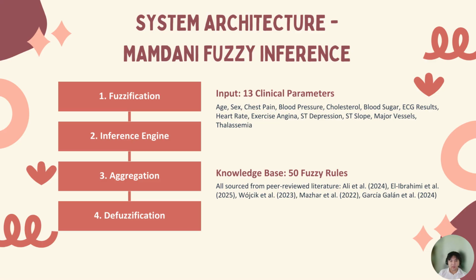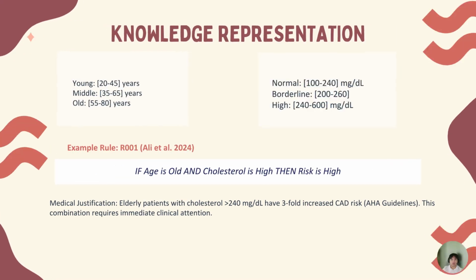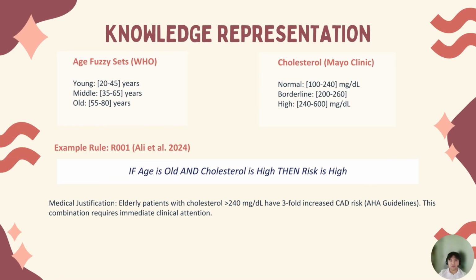The key advantage here is that every stage is transparent, and the doctor can trace exactly how the system arrived at these conclusions. For the knowledge representation for age, we define 3 sets based on the WHO 2020 guidance: young, middle, and old. Young is about 20 to 45, the middle is 35 to 65, and the old is 55 to 80. You can see there's an overlap.